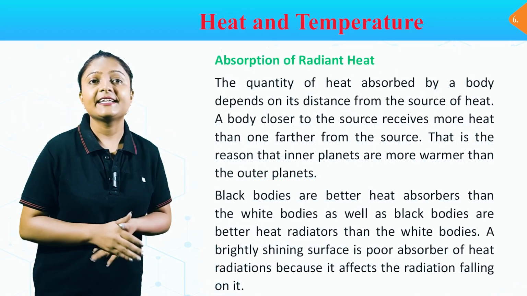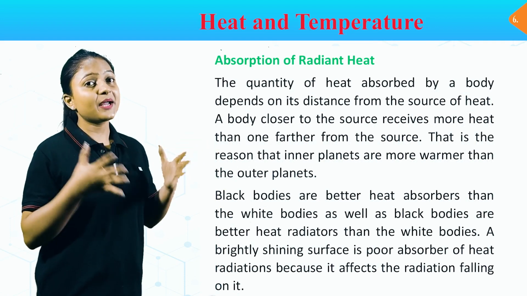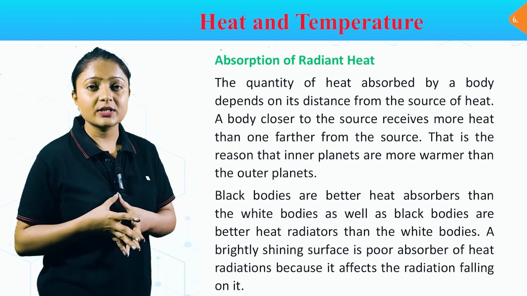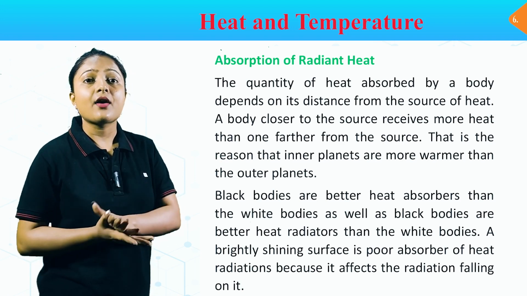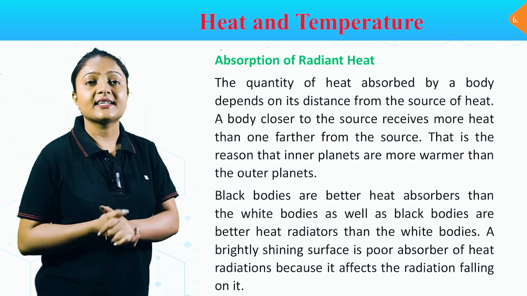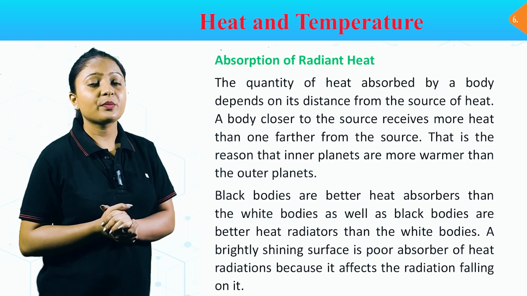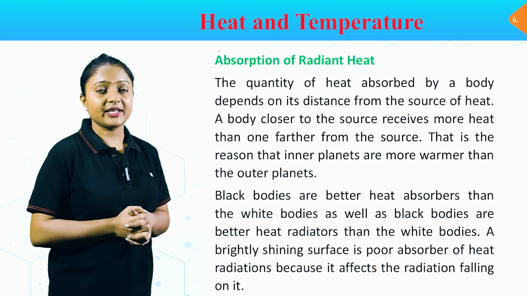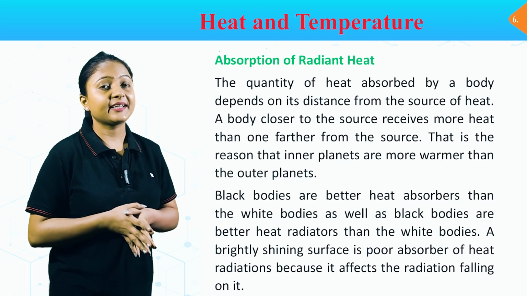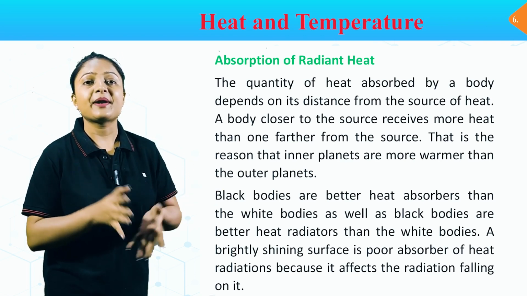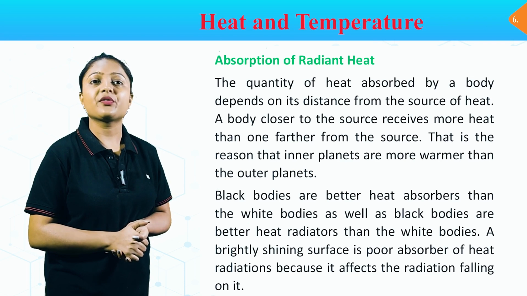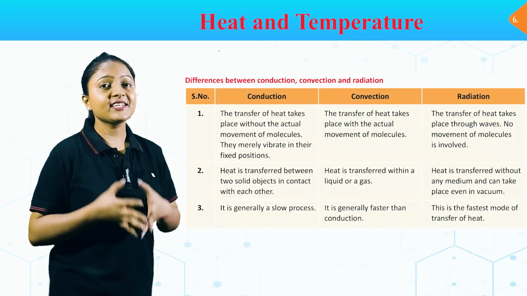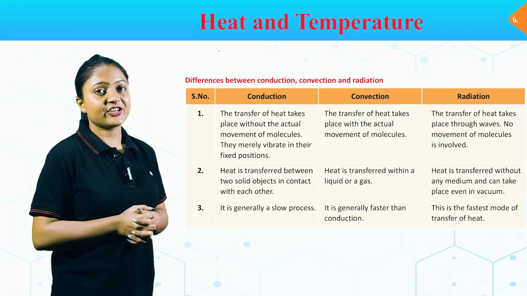Absorption of radiant heat. The quantity of heat absorbed by a body depends on its distance from the source of heat. A body closer to the source receives more heat than one farther from the source. That is the reason that inner planets are warmer than the outer planets. Black bodies are better heat absorbers than white bodies, as well as better heat radiators than white bodies. A brightly shining surface is a poor absorber of heat radiation because it reflects the radiation falling on it. Differences between conduction, convection and radiation.